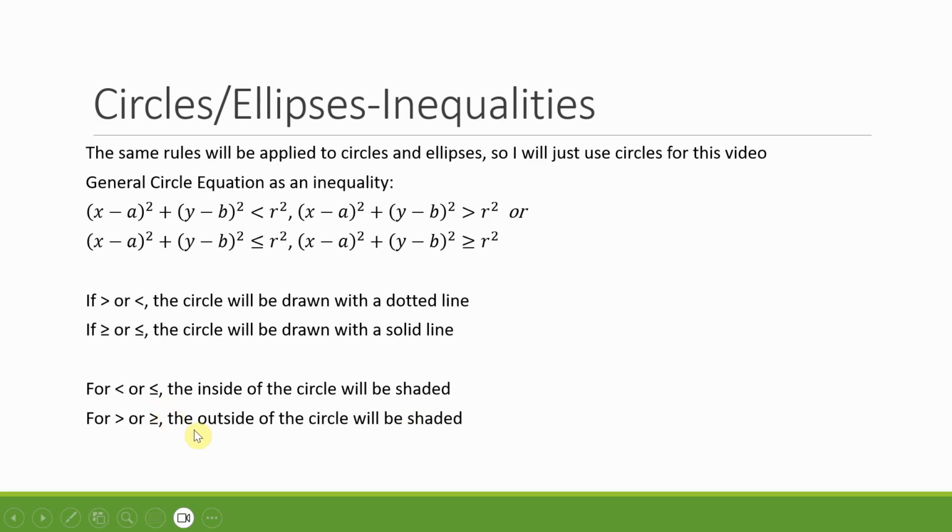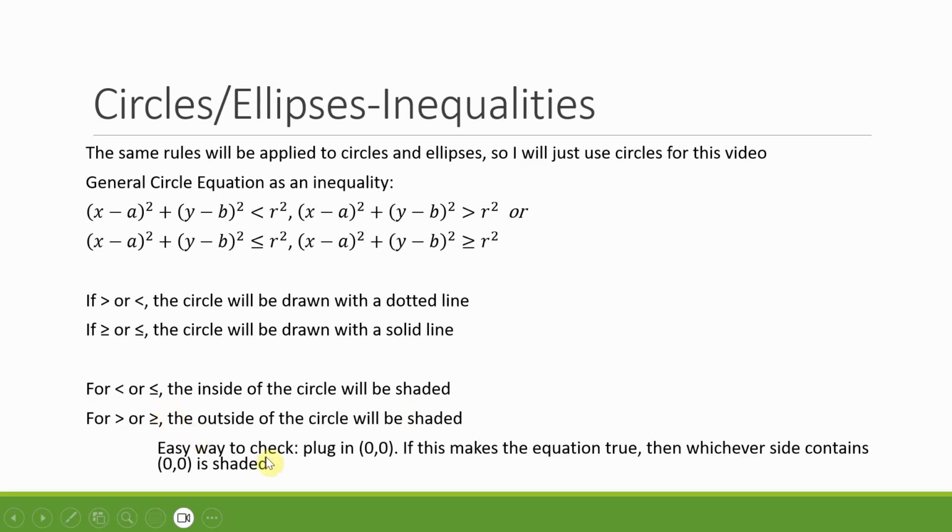Now, it's really easy to mix these up, so there's a really simple test to figure out which side do I shade. Just plug in the point 0, 0. If that makes it true, then whichever side has 0, 0 has to be shaded. So if 0, 0 is inside the circle, you're going to shade inside the circle. If 0, 0 is outside the circle, you'll shade outside the circle. The opposite is true if you plug in 0, 0 and it makes it so the math is incorrect. Then you want to make sure you shade wherever 0, 0 is not. So I'll show you two examples of that.